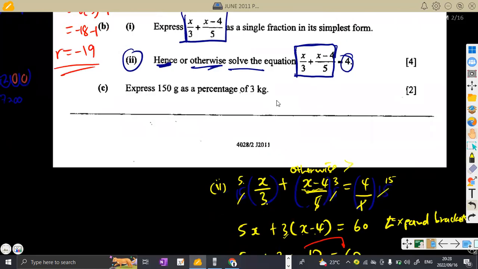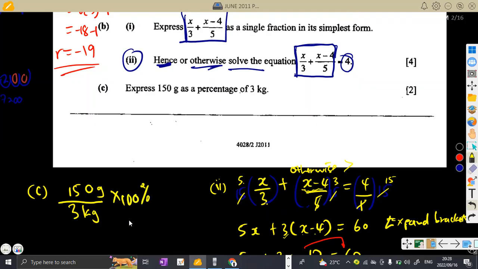Okay, the C part is: express 150 grams as a percentage of 3 kgs. So take note of the question, guys. We are told to express 150 grams as a percentage of 3 kgs. For a percentage, you take what you're given. So this is C: 150 grams over 3 kgs times 100%. So a percentage is multiplied by 100%.